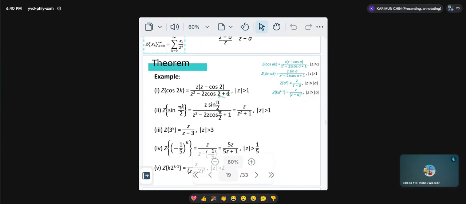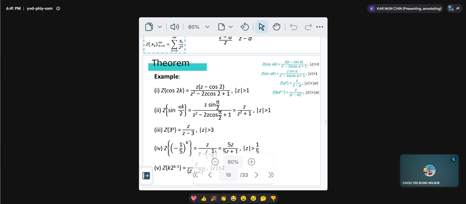How you see Z more than 1 is because of this. Z is more than 1 in this case. Unless you get cases like this, when Z is more than A, you just identify what your A is, then you just put it in. So for cos and sine, it will be Z more than 1.